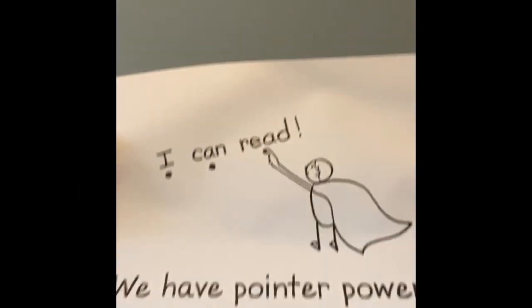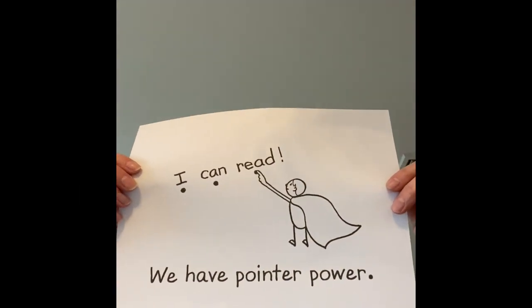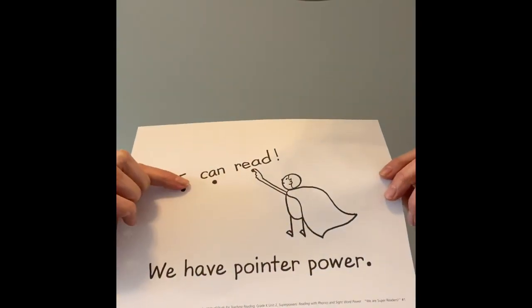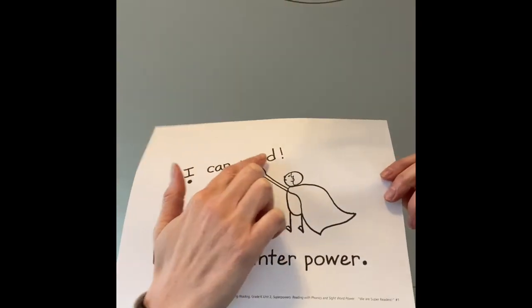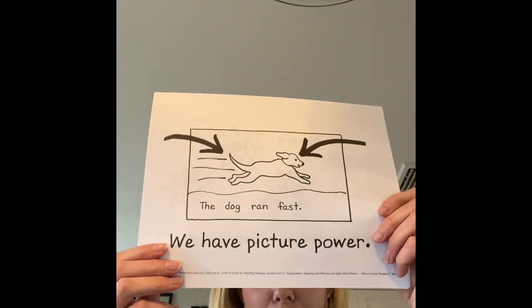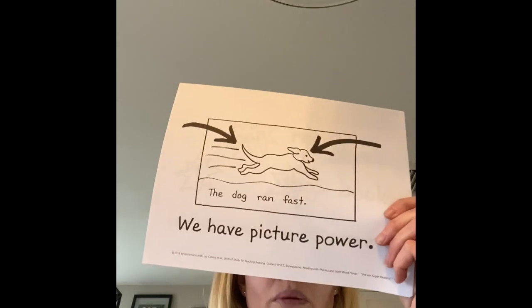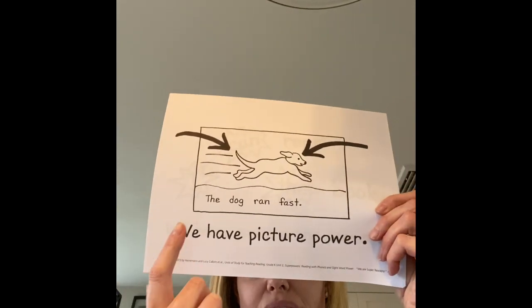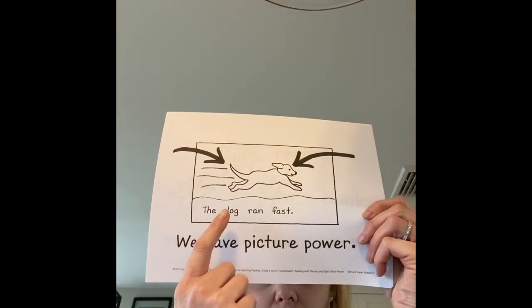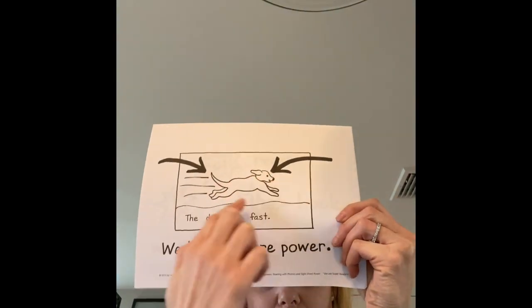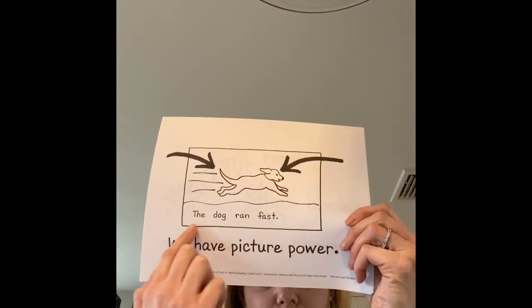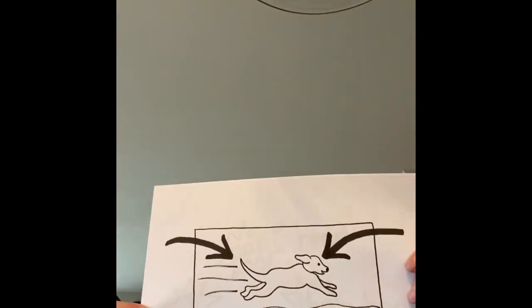I'm going to go over some reading strategies today that you can use while you're reading at home. The first strategy is pointer power that we practice when we're reading in school. That's when we point to the words as we read them. Then we have picture power. Our pictures in our story can help us with those tricky words. If we were going to read this page, "The dog ran fast," we can use this picture to help us figure out some of those trickier words in the story.